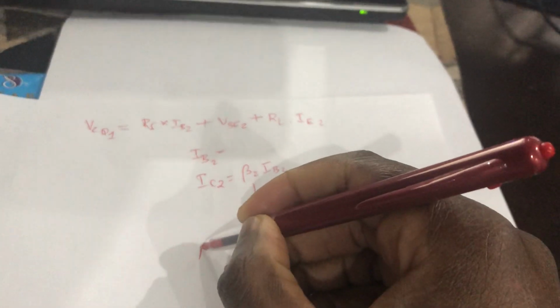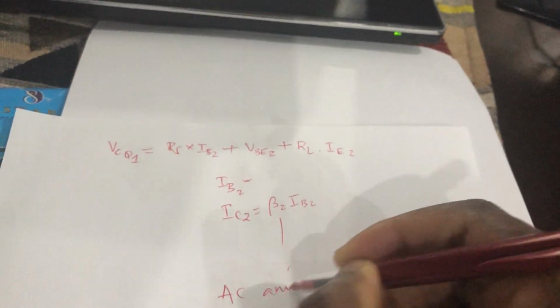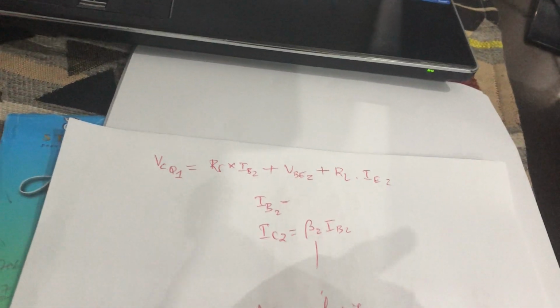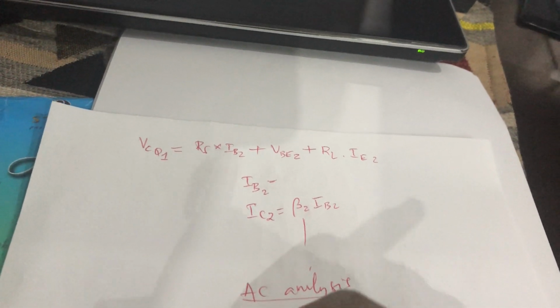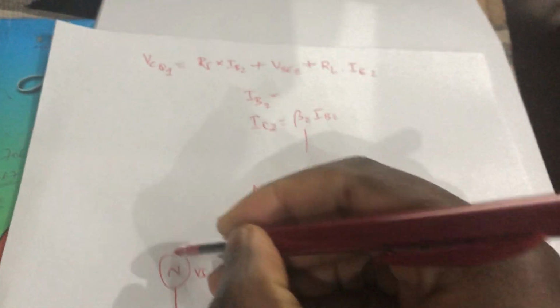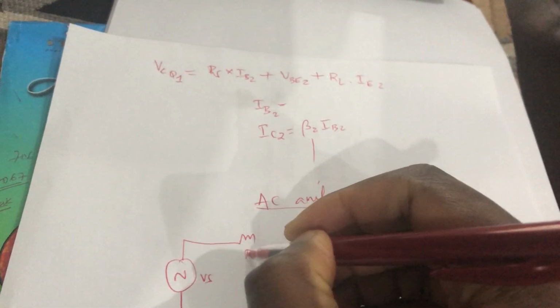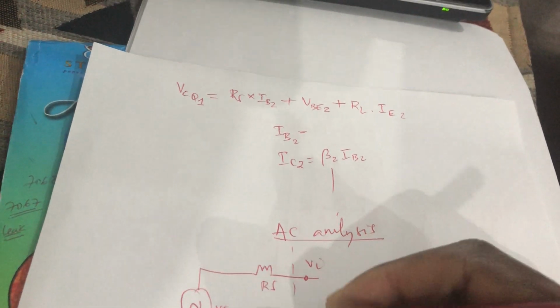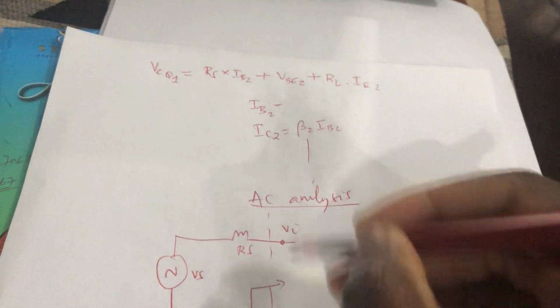Going into the AC analysis. In the AC analysis, of course, VS is there, which is basically the output of the previous stage, if we consider a cascaded case. Then we have RS. As we enter the transistor, we get input impedance observed from that input point.